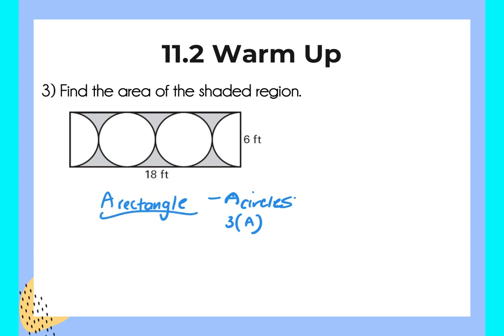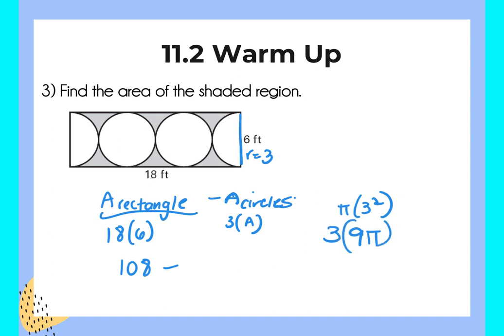So the area of the rectangle would be 18 times 6, or 108. And then the area of one of the circles, if this is my diameter, my radius is what? 3. So the area of one circle would be pi times 3 squared, or 9 pi. And there are 3 of those. So exact answer would be 108 minus 27 pi. As a rounded answer, 108 minus 27 pi. Because there's 3 of those circles.